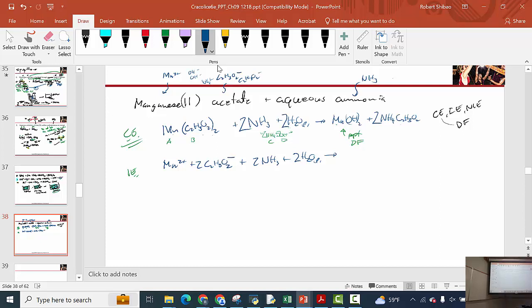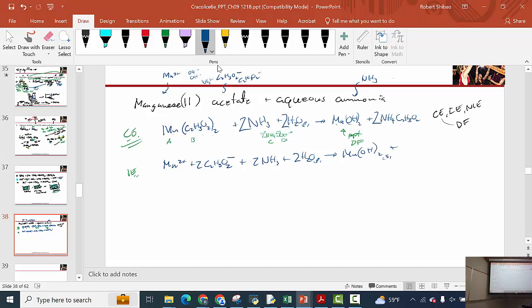What do we do with manganese(II) hydroxide? Mn2+ and 2 hydroxides. Is it a soluble salt or an insoluble salt? Insoluble salts we leave alone. Only soluble salts, strong acids, and strong bases are broken apart. Everything else is an insoluble salt, so just don't do anything.